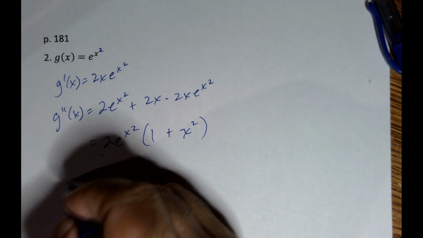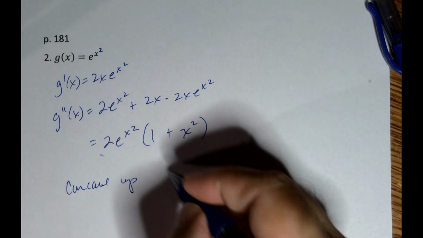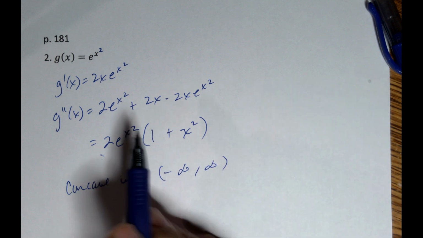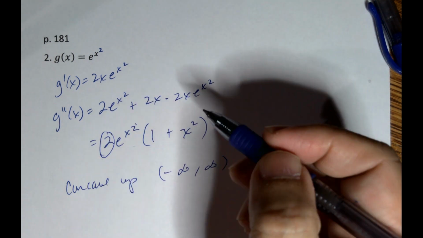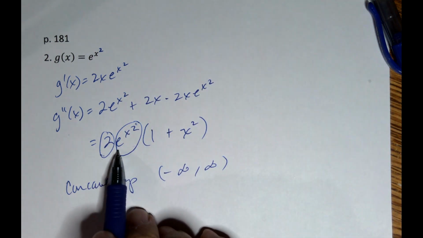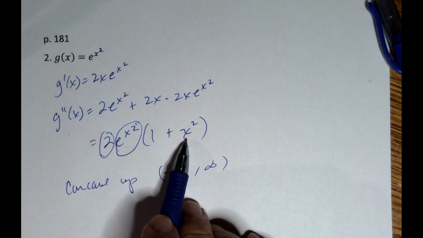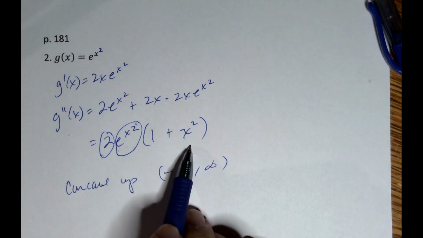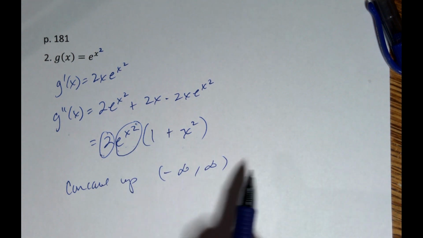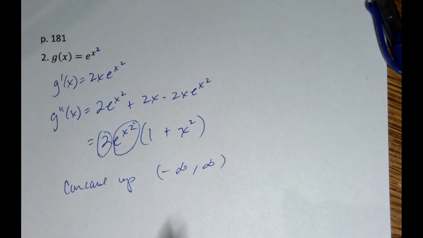So it's concave up. Concave up from negative infinity to infinity. Okay, so you might be wondering, how do I know that? Well, I know that 2 is always positive, right? 2 doesn't change signs. e to the x squared, e doesn't change signs, so that's positive. 1 plus x squared: if you square any number, it's positive, and I'm adding 1 to it, so it's always positive. So this whole thing is always positive. So it's concave up from negative infinity to positive infinity. There is no concave down. So that's number 2.